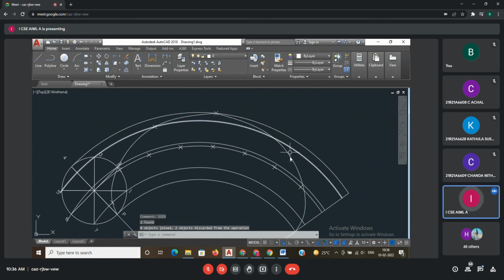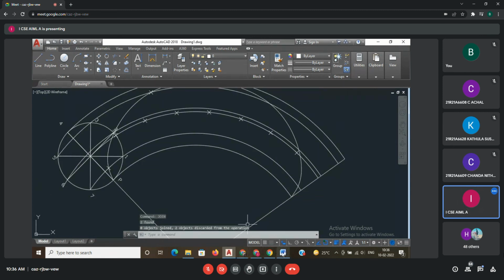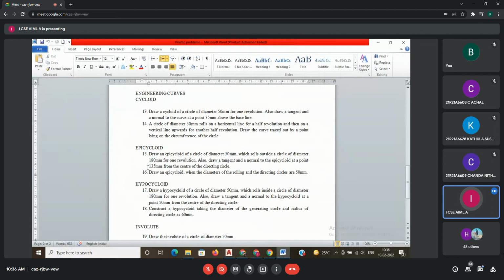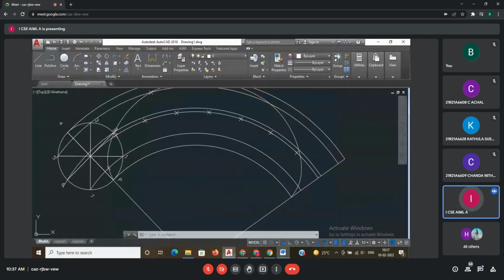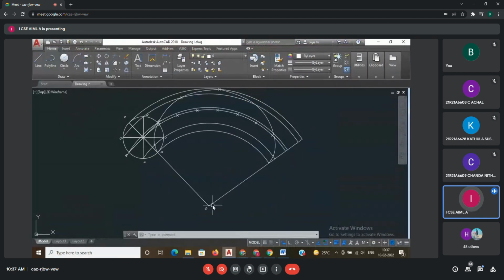How much time it will take? Okay, next, tangent and normal. How much have they given? 135 mm from the center of the directing circle. 135 mm from the center of the directing circle. This is the center of the directing circle. Now this is your baseline. That's why this is the center of the directing circle. This is the center of the rolling circle.